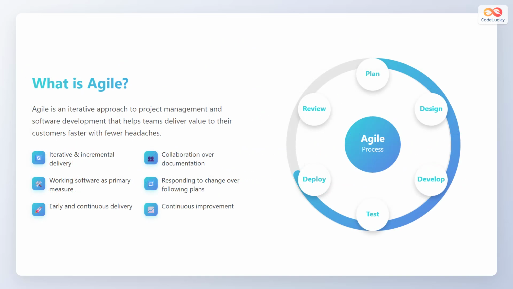Agile is an iterative approach to project management and software development. It helps teams deliver value to their customers faster, with fewer complications. Agile methodology includes iterative and incremental delivery, encourages collaboration over documentation, uses working software as the primary measure of progress, supports responding to change over strictly following plans, promotes early and continuous delivery, and focuses on continuous improvement.